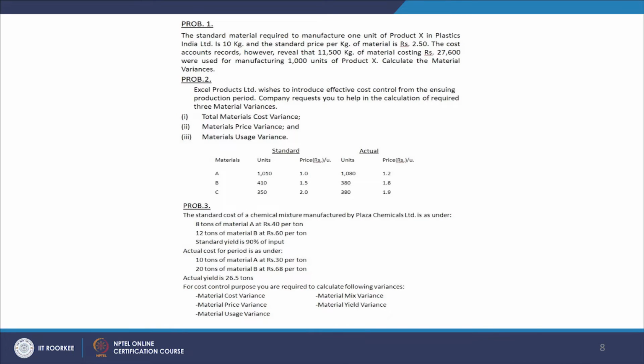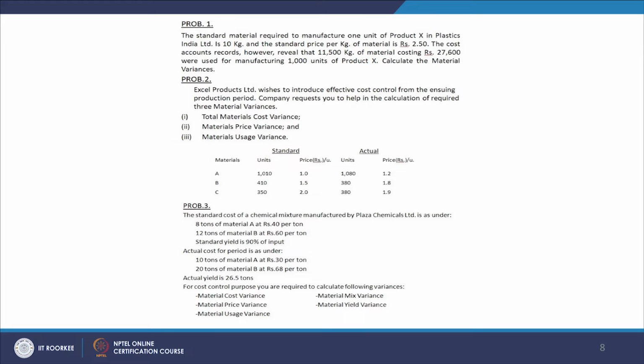So, the first case is a very simple problem. It is given here that the standard material required to manufacture 1 unit of the product X in Plastic India Limited is 10 kg, and the standard price per kg of material is 2 rupees 50 paisa. The cost accounts records however reveal that 11,500 kgs of material costing rupees 27,600 were used for manufacturing 1000 units of the product X, right.